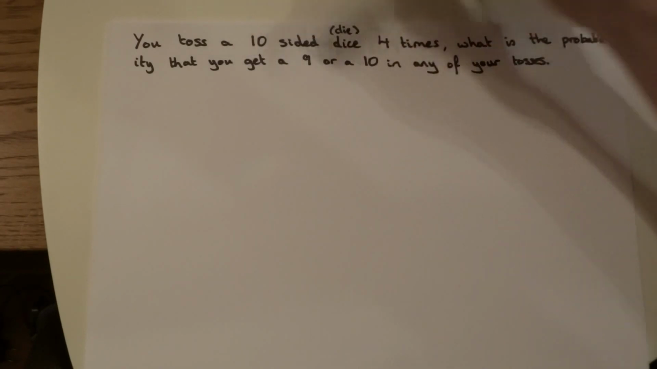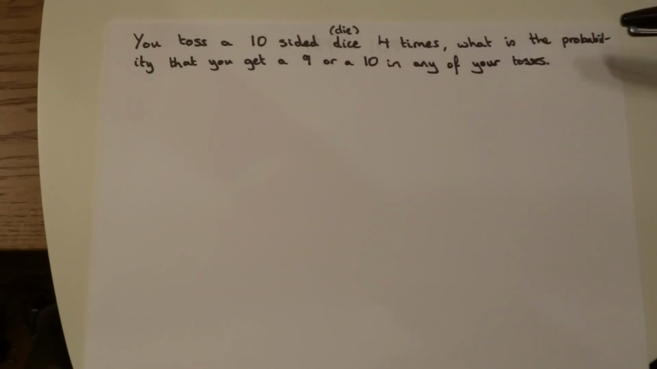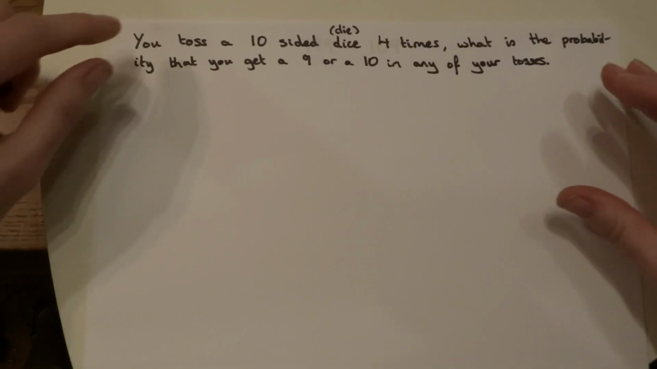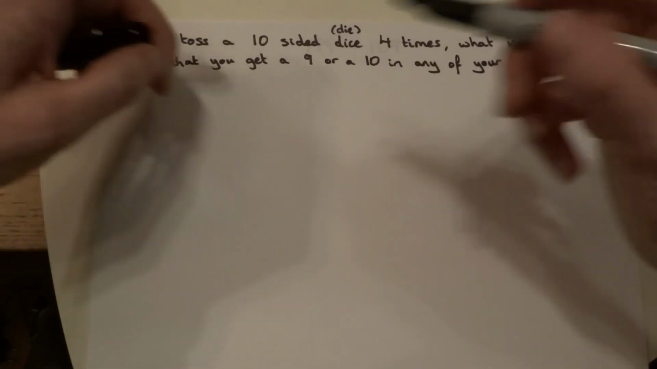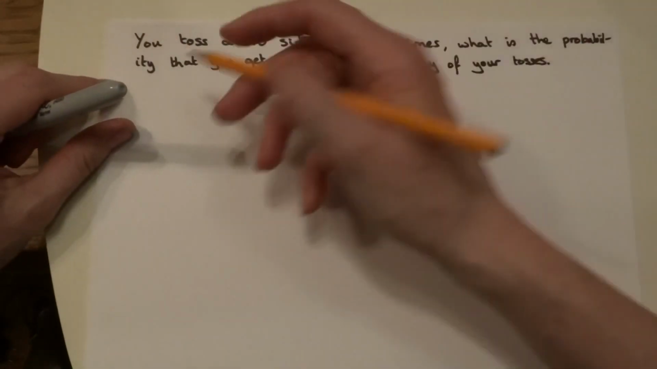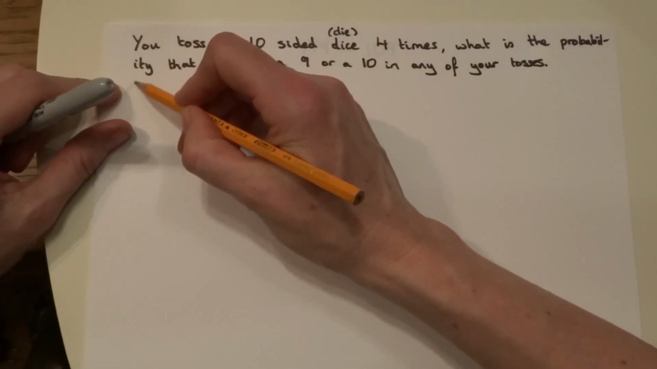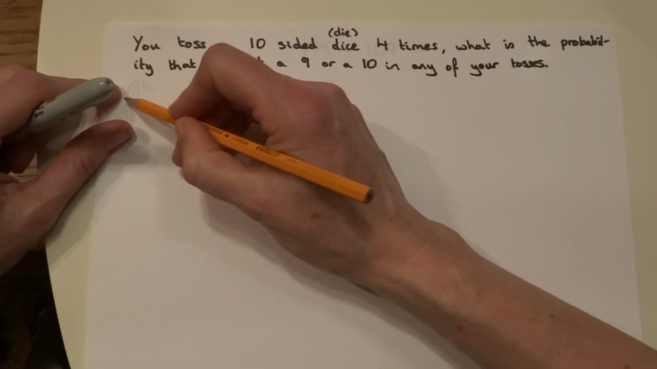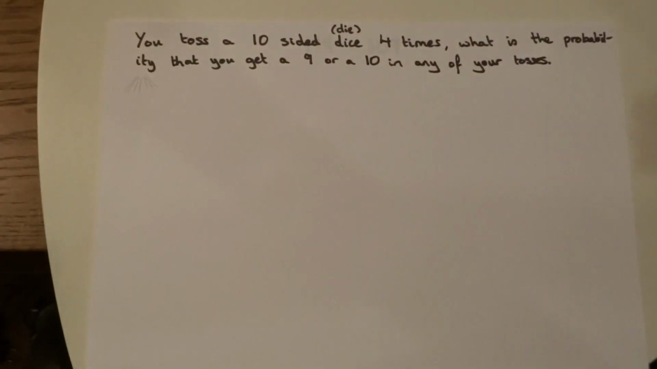But here we've got a question that seems very big from the outside. You toss a 10-sided dice 4 times. What's the probability of you getting a 9 or a 10 in any of your tosses? Well, if we were to do this traditionally, we would have to draw 10 different possibilities for every single dice, and it would really fill up our paper.